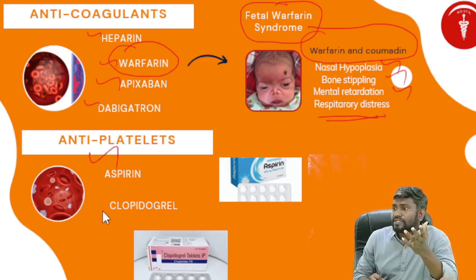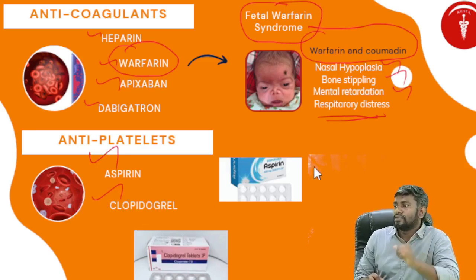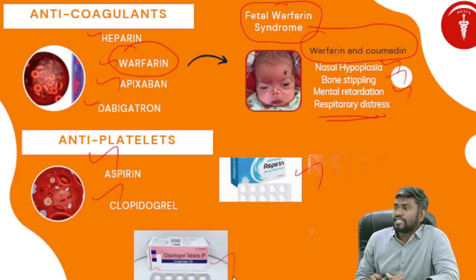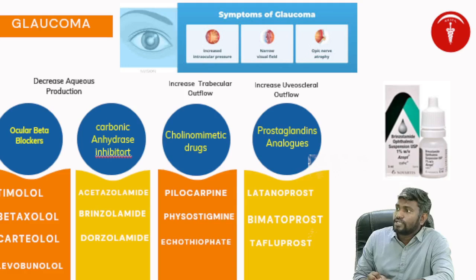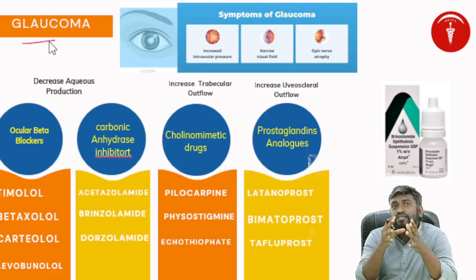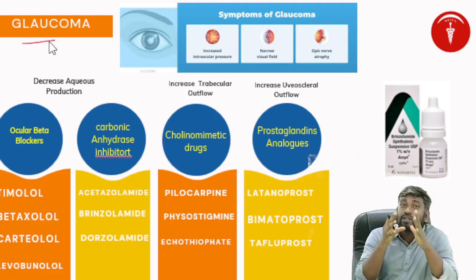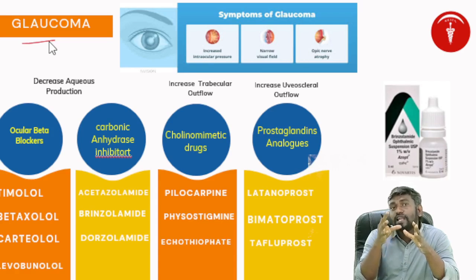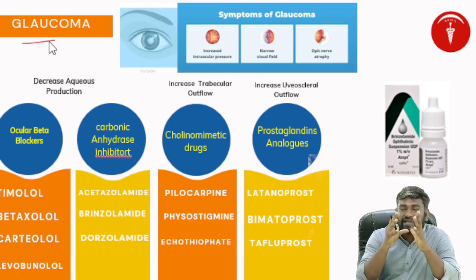They are going to be aspirin and clopidogrel. Here we have aspirin tablets, and here we have what? Clopidogrel tablets as well. Next, glaucoma. Glaucoma is one among the common diseases of ophthalmology and a hot topic as well. Please do revise now so that this content can also help you during your ophthalmology preparation.